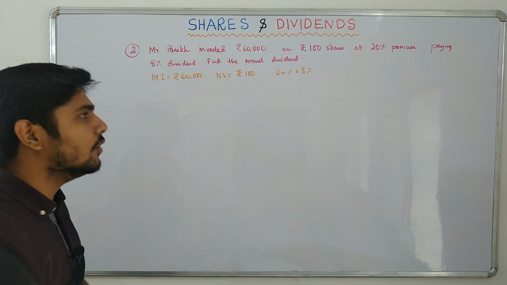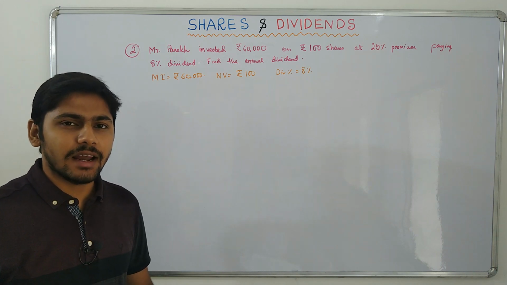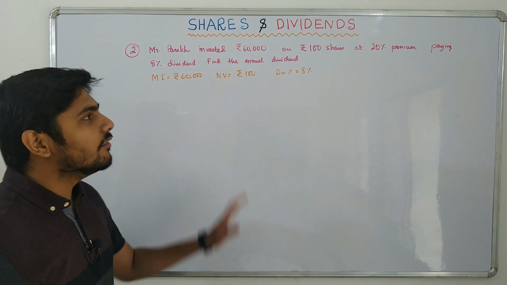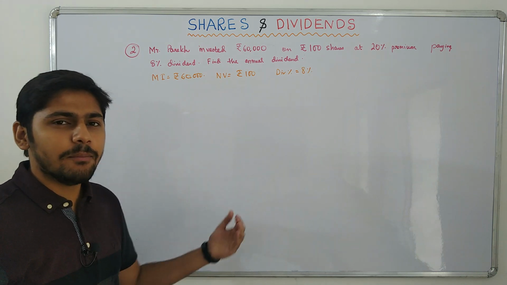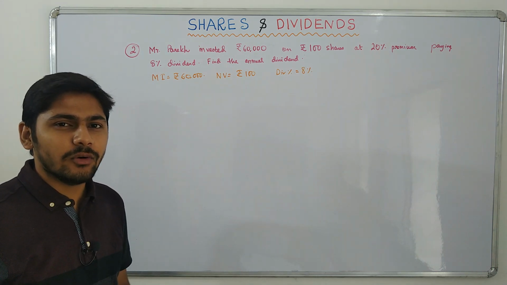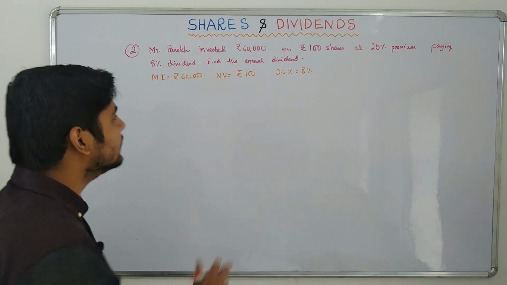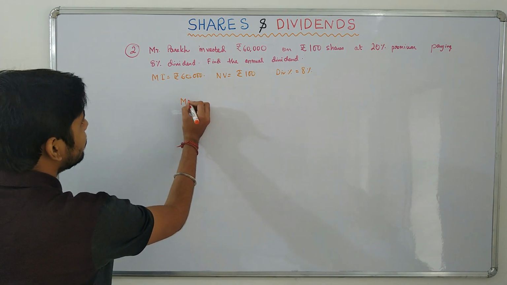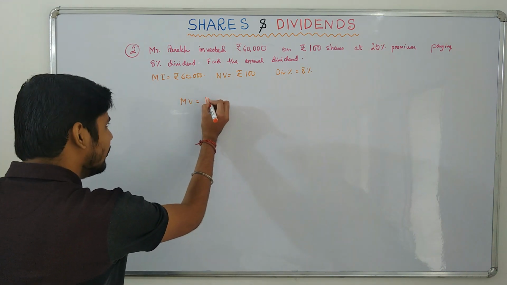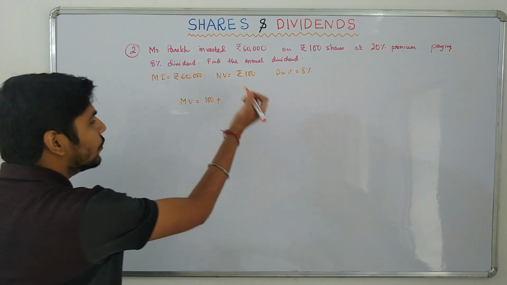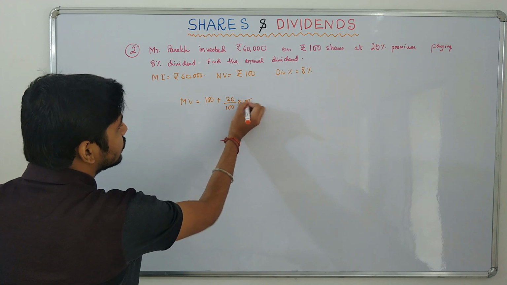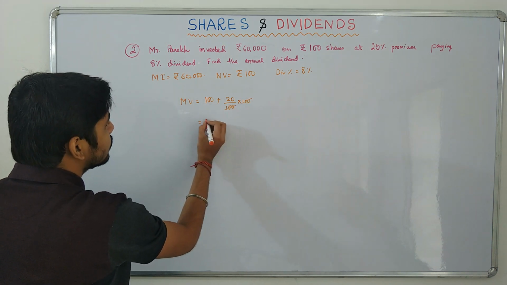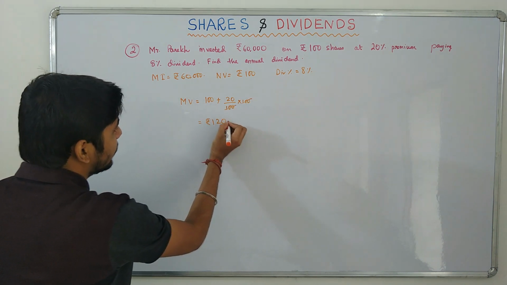Now first we have to calculate the market value of each share. We have been given that these shares are selling at 20% premium. When a percentage is given, how do we calculate the market value? It's very easy. Market value is equal to the nominal value plus 20% of the nominal value. So we will have 100 plus 20, that is rupees 120.